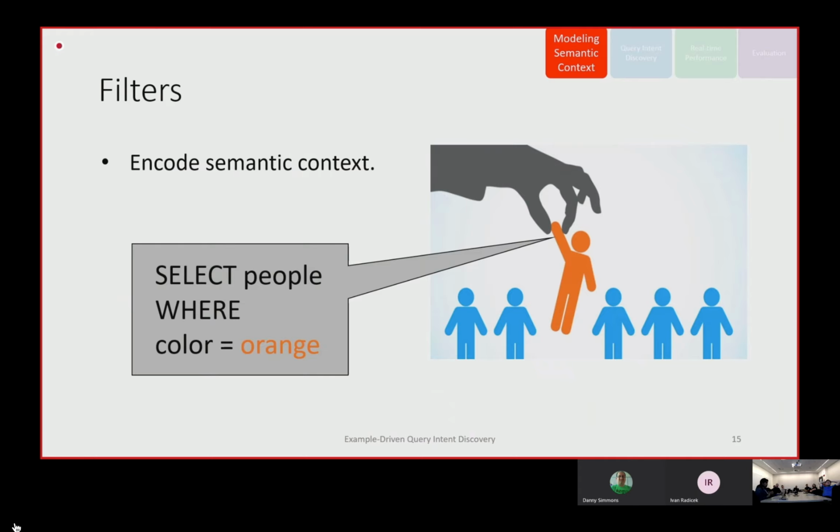So how do we encode this context in SQL? We can use selection predicates. In our work, we use a term called filters, which is actually a combination of selection predicates. But for the purpose of this talk, you can simply assume that filters are selection predicates.